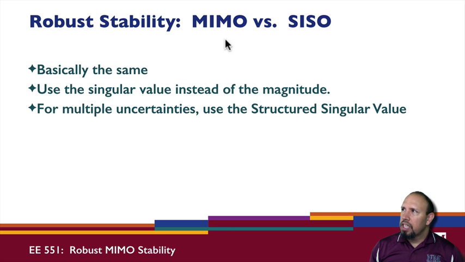Okay, so what's the difference between multi-input and single input, single output? Basically the same. It's the same kind of approach. In both cases, we saw that we had a small gain theorem. In a multi-input, multi-output case, we use the singular value instead of just the magnitude. If we have multiple uncertainties, then we would use the structured singular value. Okay, so instead of just the singular value, we now use the structured singular value. So that's what we have. So now we are poised to be able to handle systems with uncertainty and analyze whether or not the system is robustly stable or not.